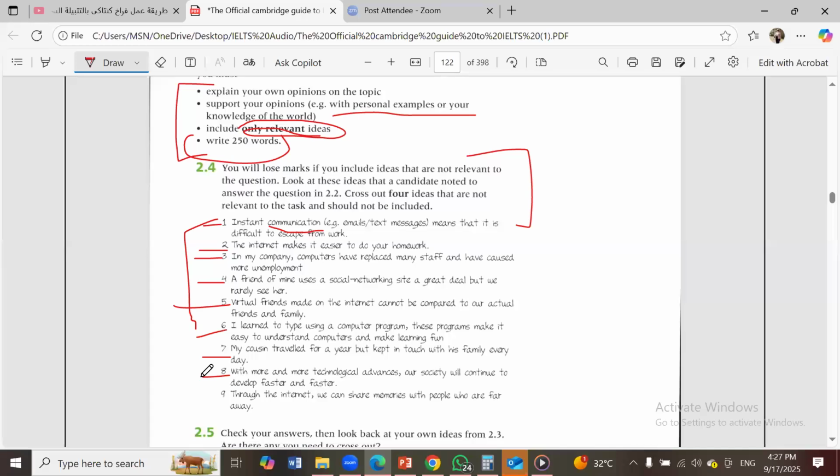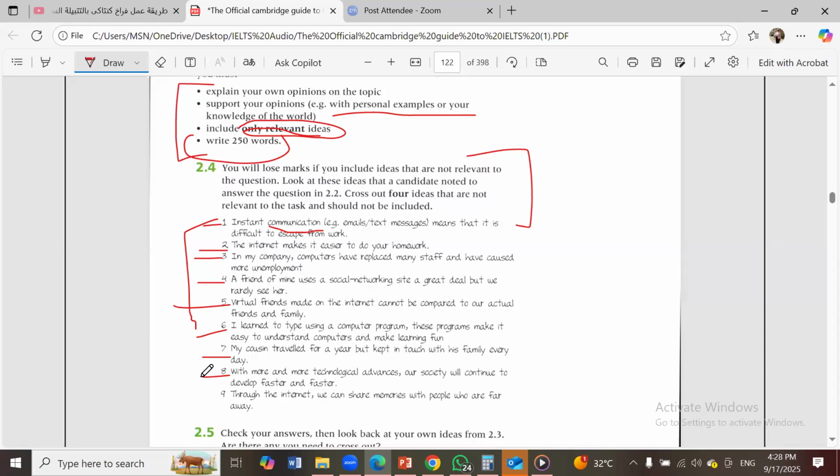My cousin traveled for a year but kept in touch with his family every day. How did he keep in touch? Using the internet, it's an example. Yes, great.